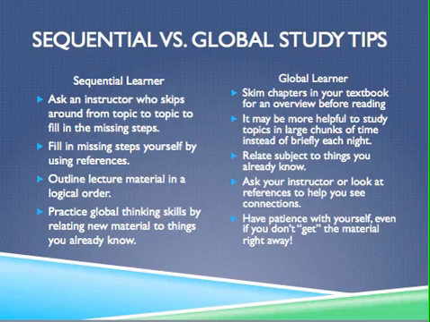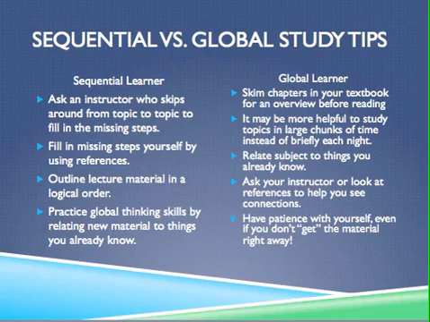You'll be able to use the Ultimate Course Search to fill in your own missing steps by typing in terms, and the search results will help you understand how those terms are related to other terms that you are learning. Outline your lecture material in a logical way to help you understand the steps of your learning, and practice global thinking by relating your new material to things you already know to help you with the steps of knowledge.